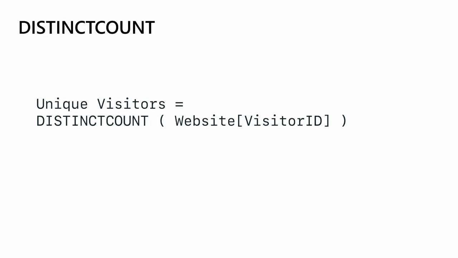AdventureWorks needs to analyze the number of unique daily visitors to its website. This data is stored in a website table containing a visitor ID column. AdventureWorks can use distinct count to compute the number of unique visitors. Website is the table name for reference. Visitor ID is the column name that contains the values to be counted.